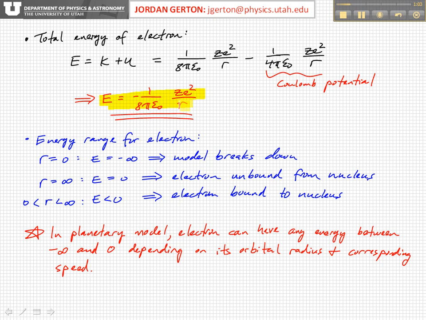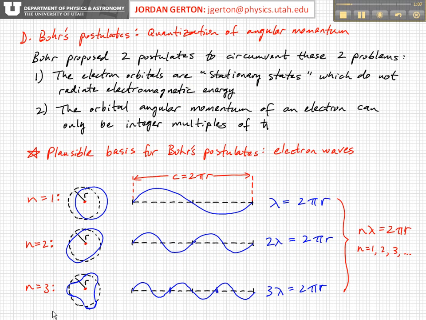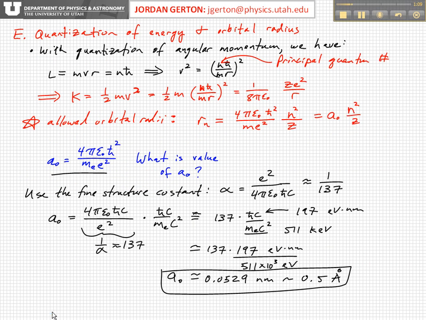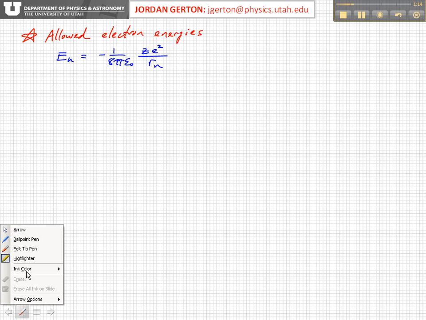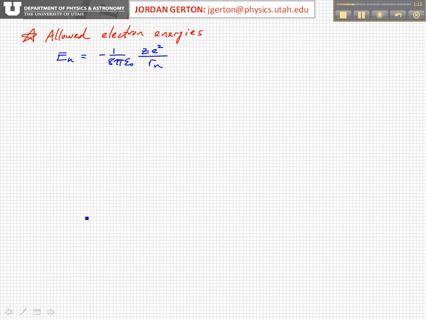So now we're going to plug in the quantized values for r. We're going to plug in these quantized values, and we're going to see what values of energy that gives us. Okay, so I've written that down now. I've written down the relationship between the total energy and the quantized orbital radii.